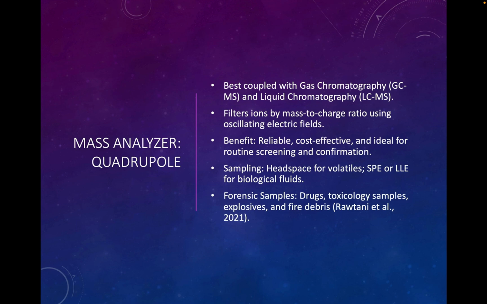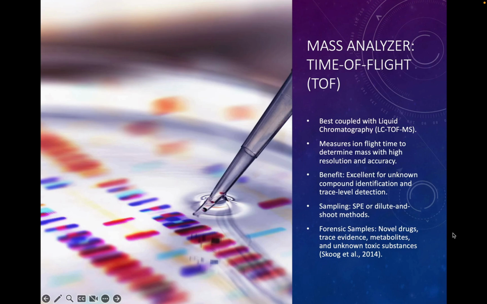They work by filtering ions based on their mass to charge ratio, using oscillating electric fields. In practice, headspace sampling is used for volatile samples like fire debris, like I mentioned earlier, while SPE or liquid extraction is used for biological fluids. From my perspective, quadrupole systems are the backbone of forensic analysis because they balance performance with practicality while still producing courtroom defensible results, which is, of course, our goal.